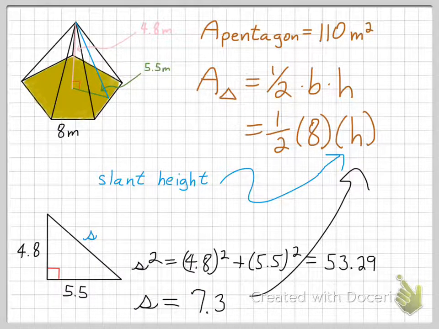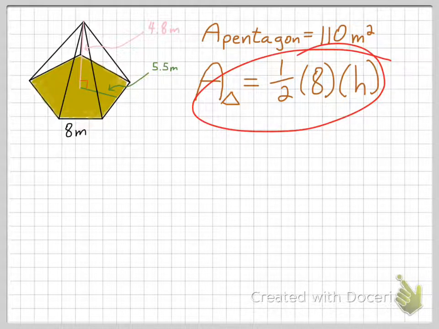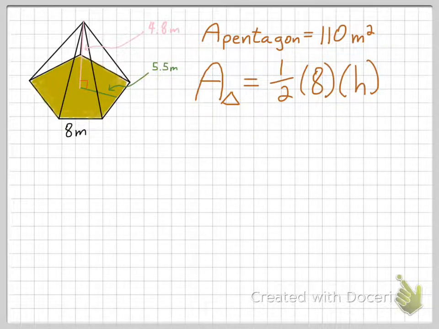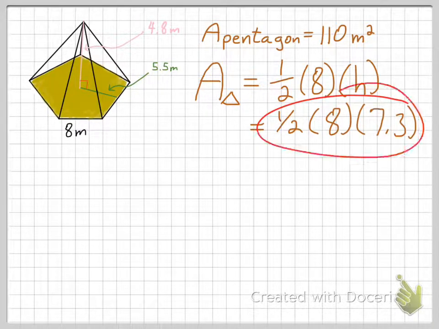I can take that number and substitute it in here for my height. So remember, I want you to memorize that slant height is 7.3. I'm going to move on to the next frame. So we have area equals 1/2 base times height. But remember, the height, again, was 7.3. So that's where you get the 7.3 from.